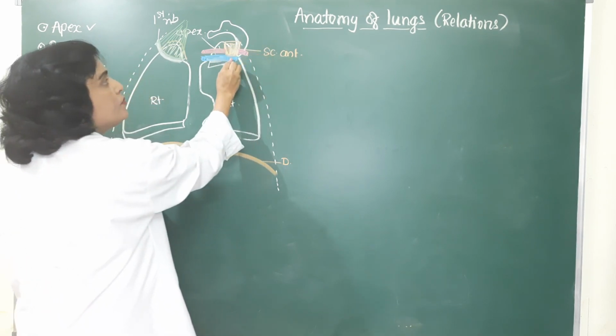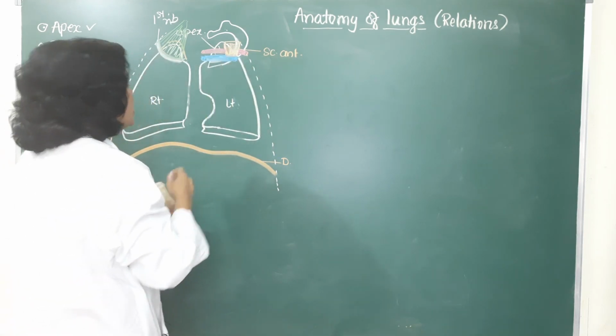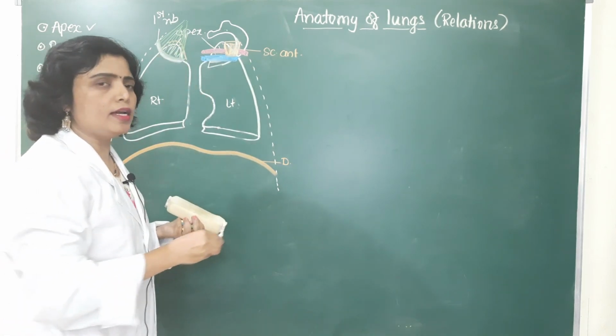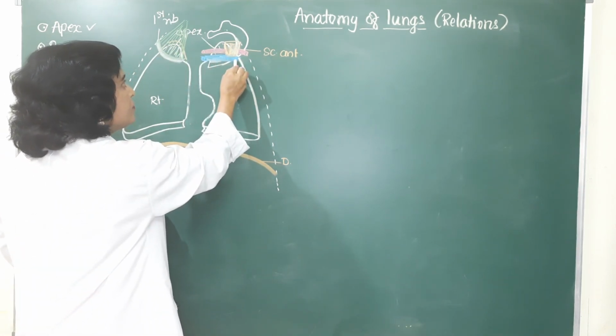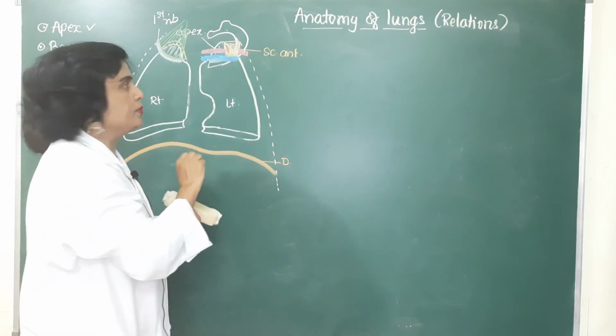So subclavian vein, subclavian artery, in between you get the scalene anterior muscle. So apex of the lung, anterior relations of the apex of the lung, it is related to subclavian vein, subclavian artery and the scalenus anterior muscle in between.